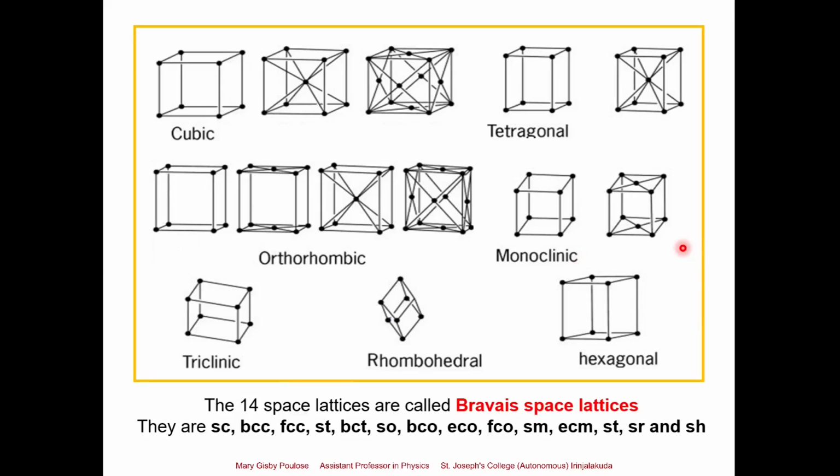Here, the 14 Bravais space lattices are represented. In the cubic crystal system itself, we have 3 types of unit cells. That is the simple cubic, the body-centered cubic unit cell, and the face-centered cubic unit cell. Next, in the tetragonal crystal system, we have the simple tetragonal unit cell and body-centered tetragonal unit cell.